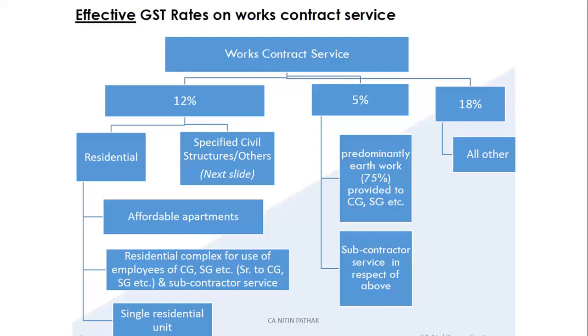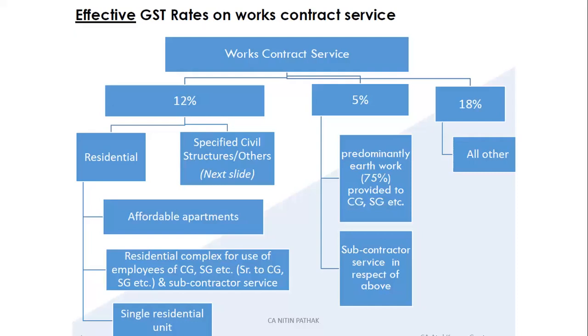A residential house, or if it is under an affordable apartment, then the works contract would be leviable at 12%. The residence complex for the use of employees of central government, state government and subcontractors of these services. If it is for the state government, central government, authority or panchayat, all of these will come in. In that case it will be a single residential unit. If I build on my own plot, it would be at 12%, but if there is a residential complex and I am making it, then it will not be 12%, it will go to 18%. Specified civil structure and others, which the next 3 slides follow, I will discuss there.